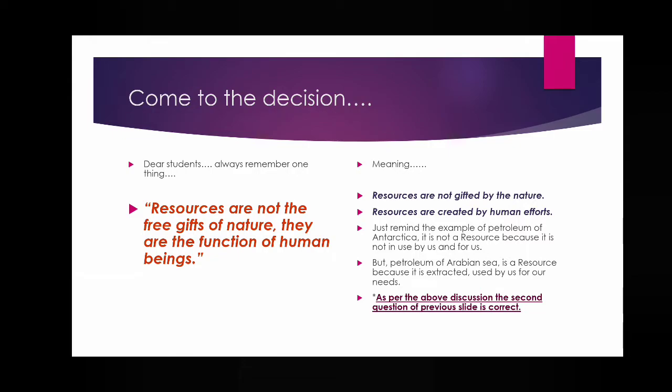Let me repeat the example. Which petroleum is called a resource? The petroleum which is available in the Arabian Sea. Why? Because it is extracted by whom? By us, human efforts. It is used by whom? By us, human efforts. So it is called a resource. But why is petroleum in Antarctica not a resource? Because it is not extracted by us, no human efforts. It is not used by us, no human efforts. That's why it is not called a resource. So what is the conclusion? Conclusion is resources are not gifted by nature. Resources are the function of human activities. Clear? Now come to the next.